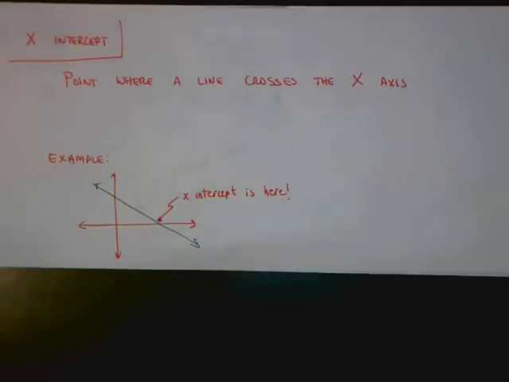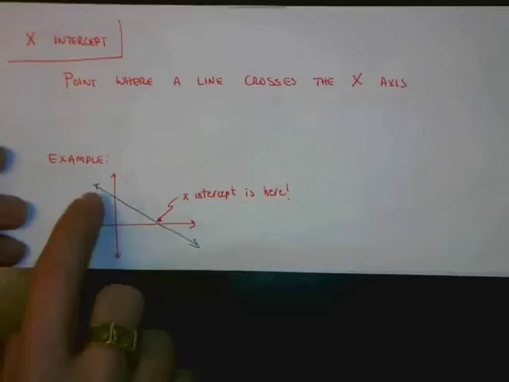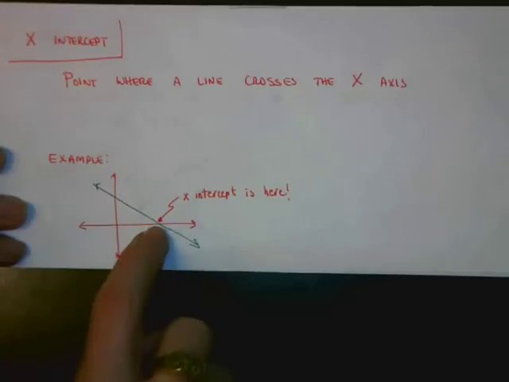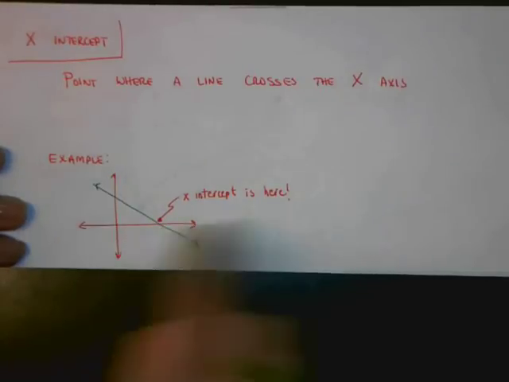The x-intercept is simply the point where a line, or it could be a curve, crosses the x-axis. So for example, the x-intercept of this green line is that point right there where it crosses the x-axis.